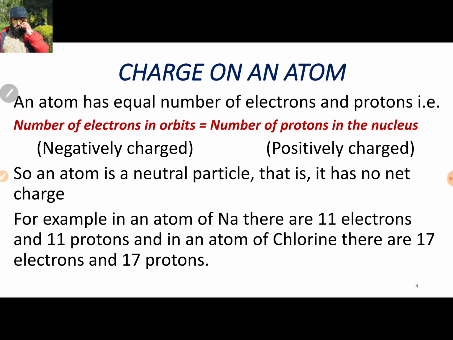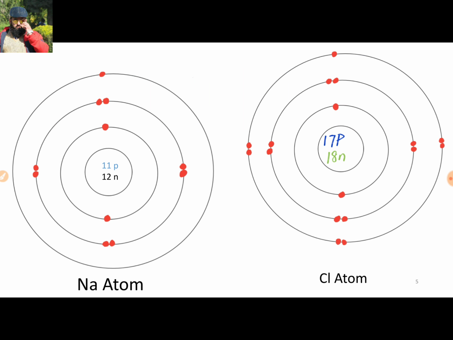Charge on an atom. We know that an atom has an equal number of electrons, that are negatively charged particles, and protons. That is, the number of electrons in orbits and the number of protons in the nucleus in an atom are equal. So negative charge is equal to positive charge. That is why an atom is a neutral particle, that is, it has no net charge. For example, in an atom of sodium, there are 11 electrons and 11 protons, and in an atom of chlorine, there are 17 electrons and 17 protons.